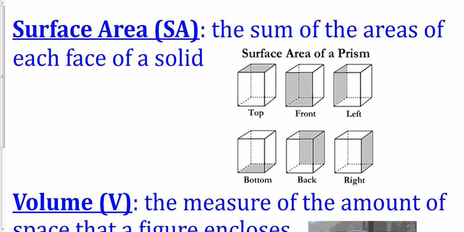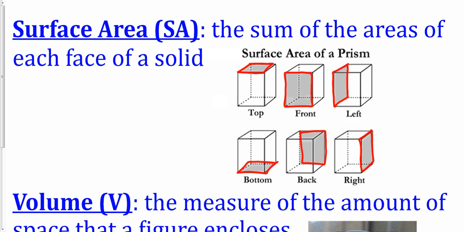Surface area is the sum of the areas of each face of a solid. If you look at the picture on the right, it's trying to show you that you find the area of the top, the front, the left side, the bottom, the back, and the right side, and you add them all up. If you were to take paper and cover a box, all the paper that you need to cover that box would be the surface area.